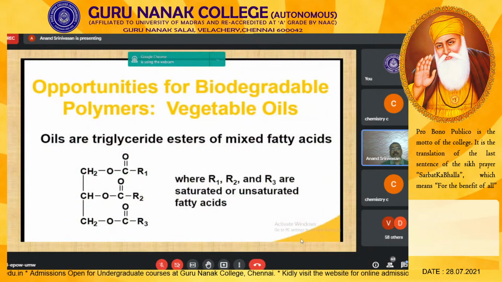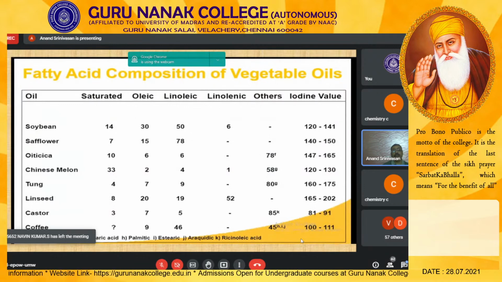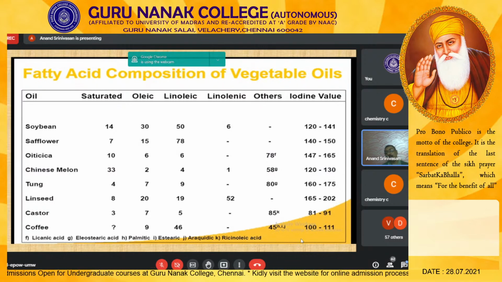So what are the opportunities for biodegradable polymers from vegetable oils? As you can see, it is a combination of saturated and unsaturated fatty acids, which can be modified according to your desire, and you can make plenty of polymers and subsequently products. You can see the composition of vegetable oils, with various acids like oleic acid and linoleic acid, whose iodine values are also very interesting. According to the iodine value, you can use a corresponding polymer or fatty acid for various products.